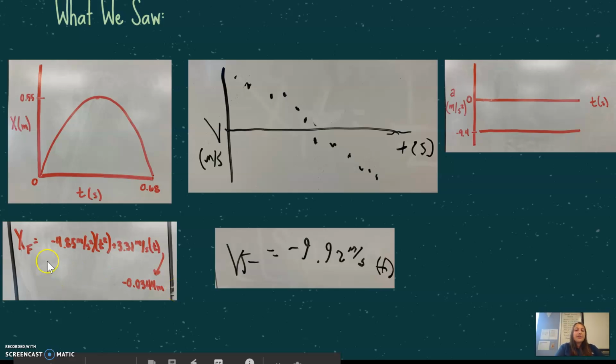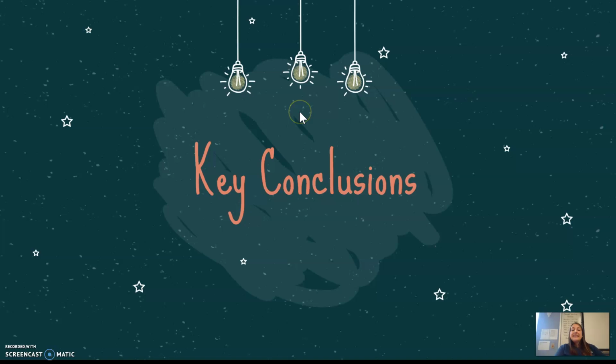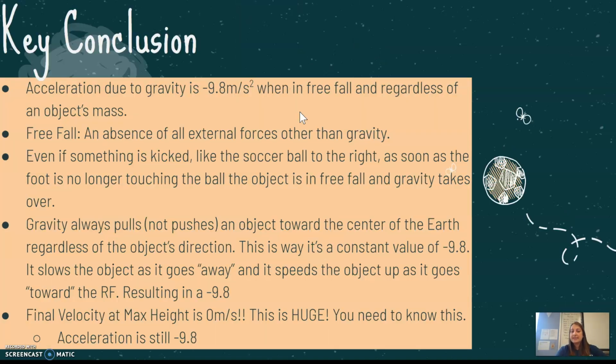So if you can compare that value to the one that you get for your velocity model, whatever you get for your acceleration, again, you're all kind of hovering around this -9, -10. Which leads us to some very key and very big conclusions. And those conclusions, like I said, are all revolving around gravity.